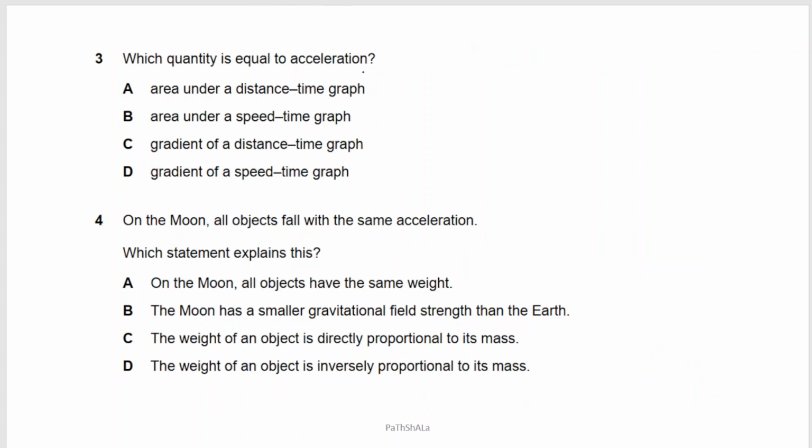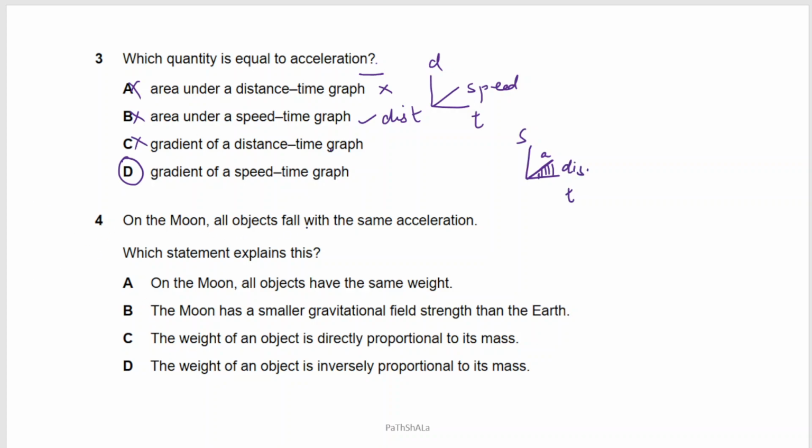Third is which quantity is equal to acceleration? Area under a distance time graph. It cannot be the answer because if we have the distance time graph, we don't get anything by using the area under it. Area under a speed time graph. Area under the speed time graph gives us distance. It doesn't give us acceleration. Gradient of a distance time graph. The gradient of a distance time graph gives us speed. So this cannot be the answer. So obviously the answer is D, which is the gradient of a speed time graph. If we have a speed and time graph, the gradient or the slope of this line gives us acceleration, and the area under the graph gives us the distance.